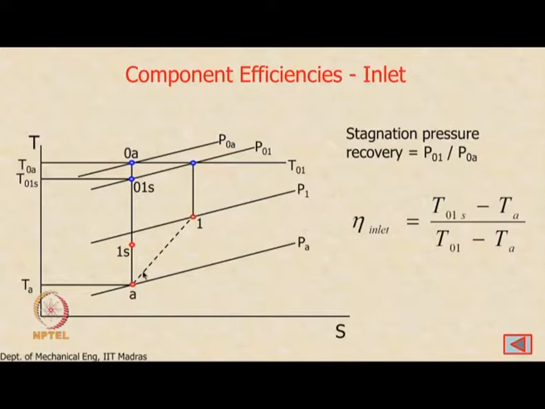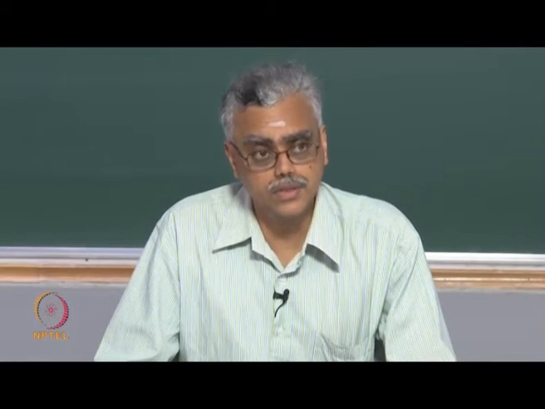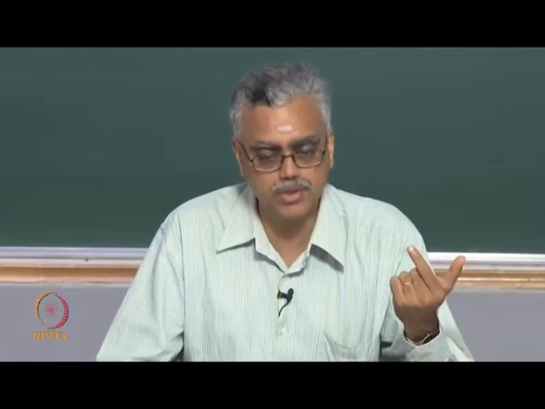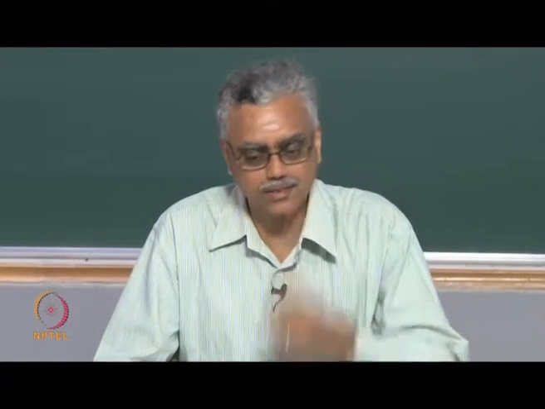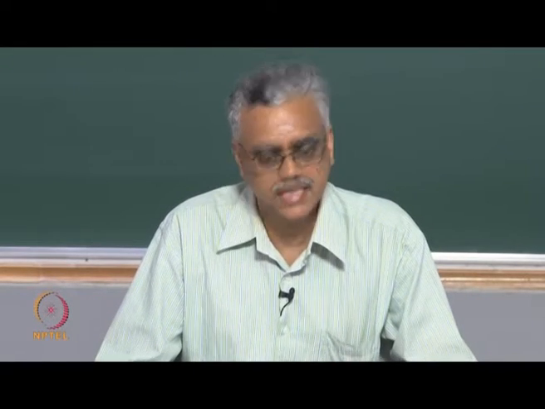Why is there a loss of stagnation pressure if we are assuming it to be an isentropic process? I am assuming it to be an isentropic process only until I reach stagnation pressure P01s. I am not assuming it is an isentropic process all the way. If I do that, then the efficiency is 100%. Remember, there is a loss of stagnation pressure in the actual intake.